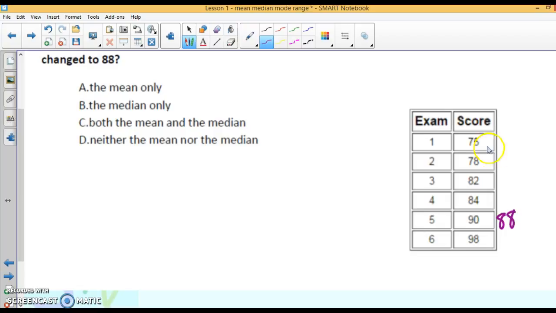Well, let's look at this. These are listed in order. And even if I change this one to 88, they're still listed in order. So is my median, if I cross off first, last, I have two middle numbers. Isn't my median always going to be right there? But think about the fact that if I change this score to 88, my mean, because I'm going to be dividing by 6, is going to change. So the only thing that's going to change is the mean.